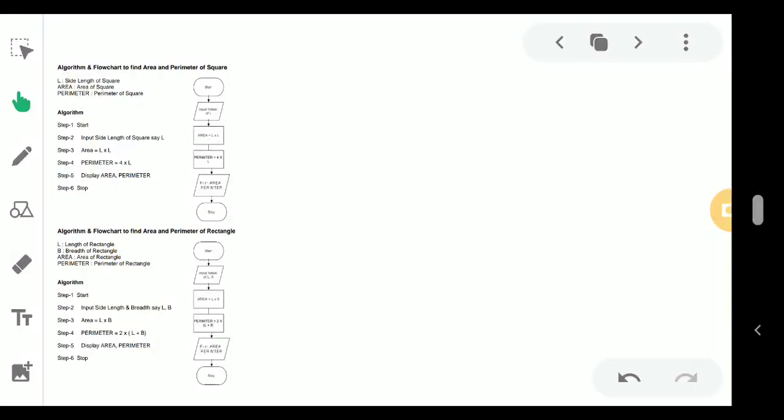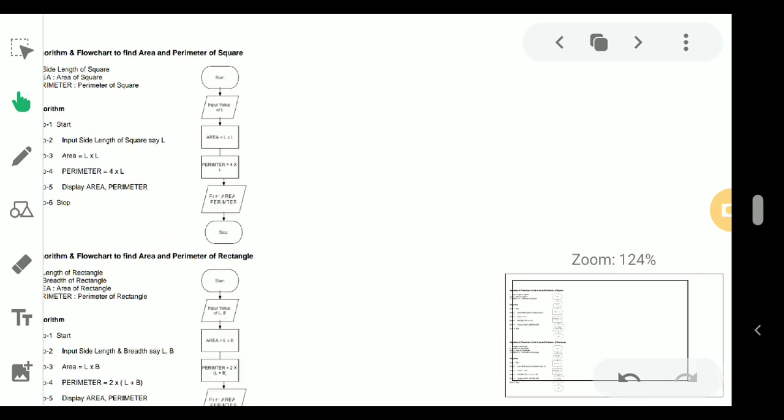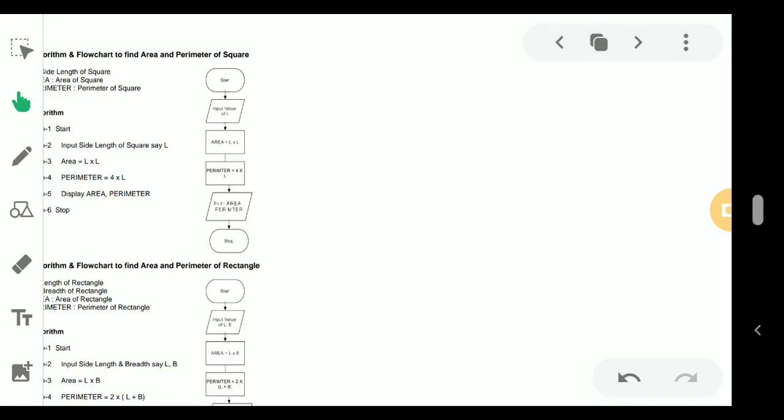The topic for today is the algorithm and flowchart to find the area and the perimeter of a square. I hope you all know the formula for the perimeter and the area. In a single flowchart we will do both formulas. For doing this we are considering a few notations.